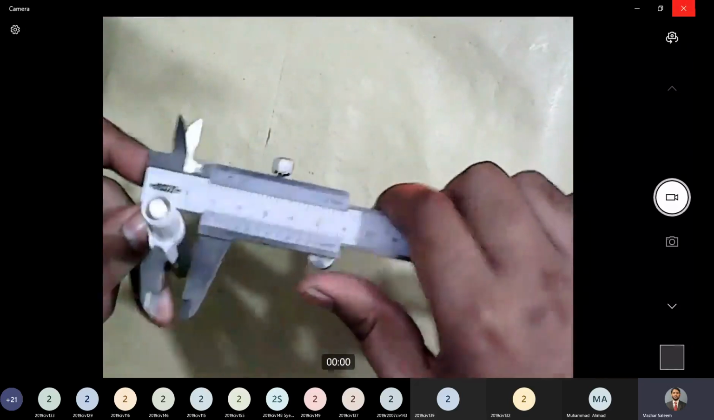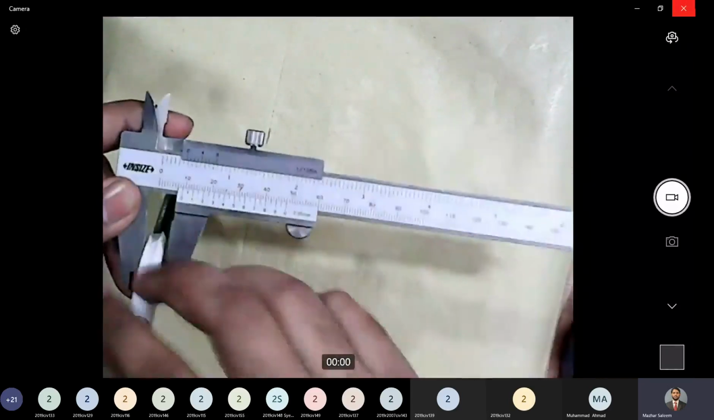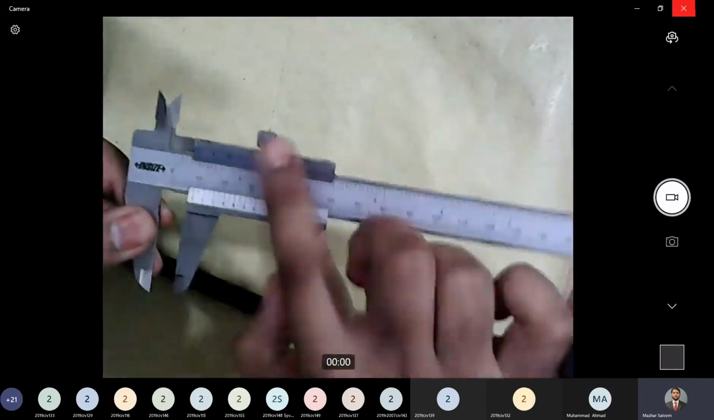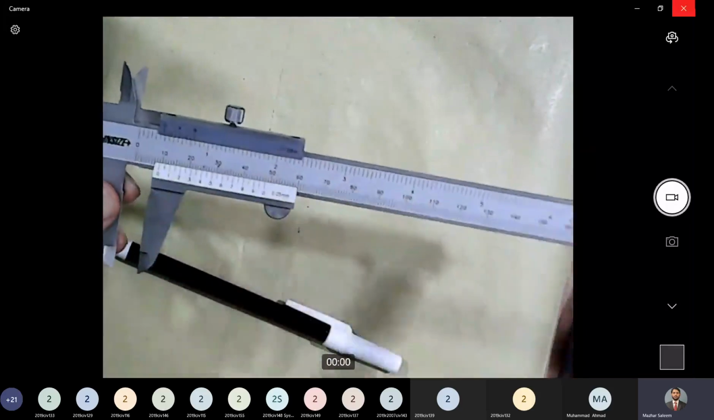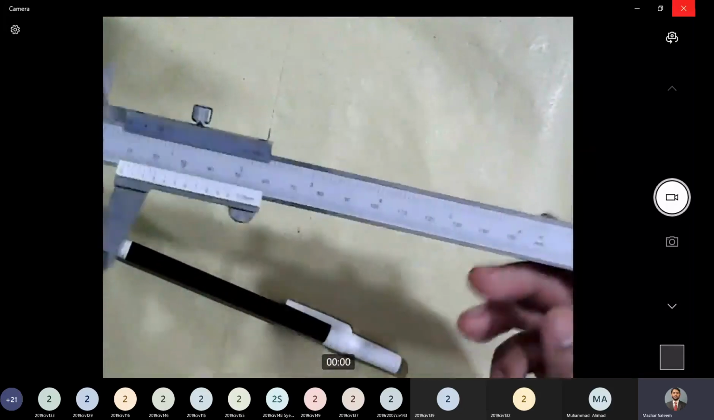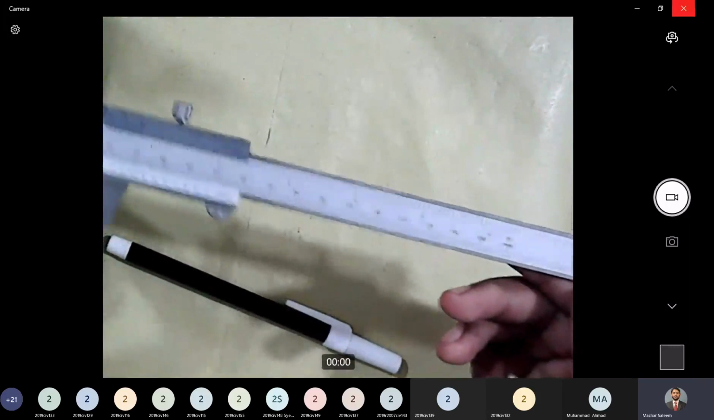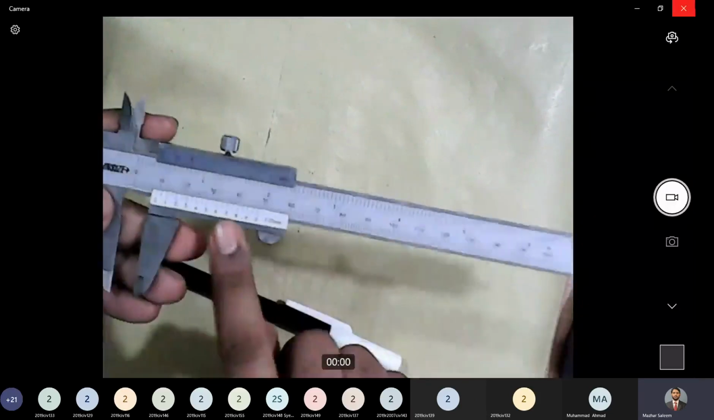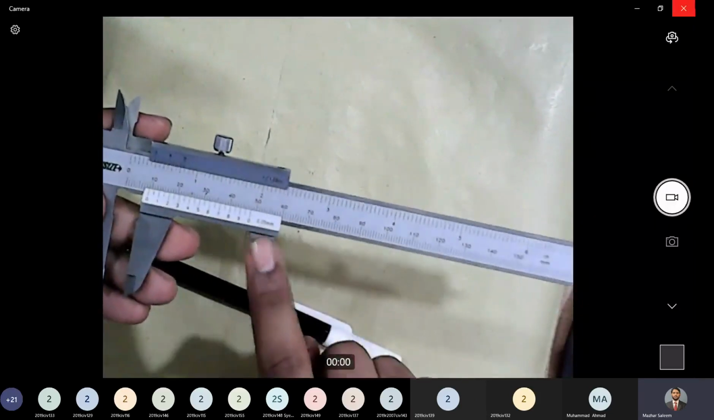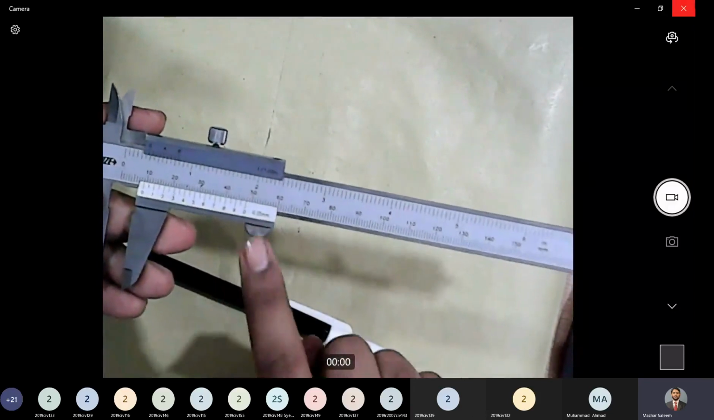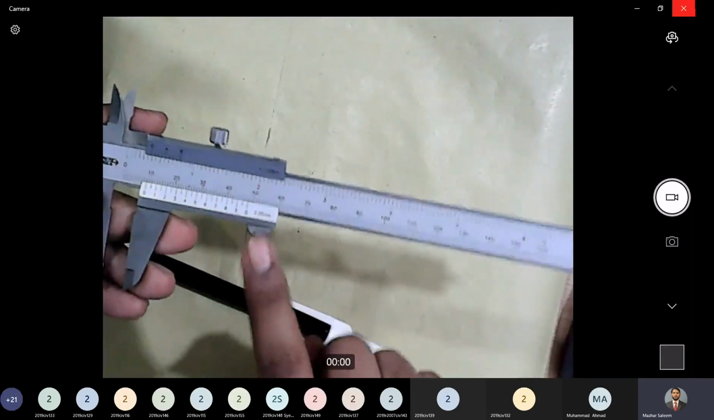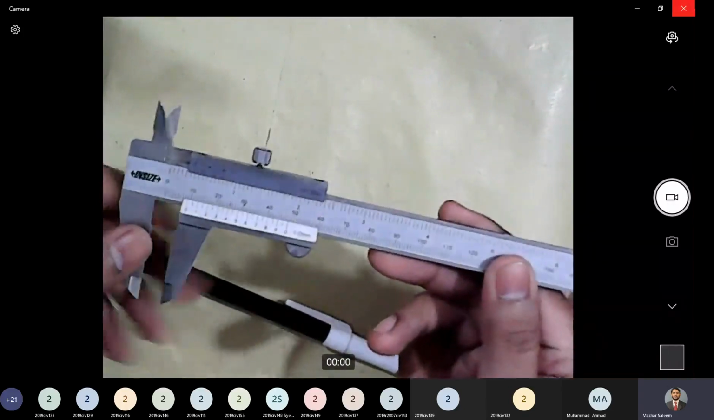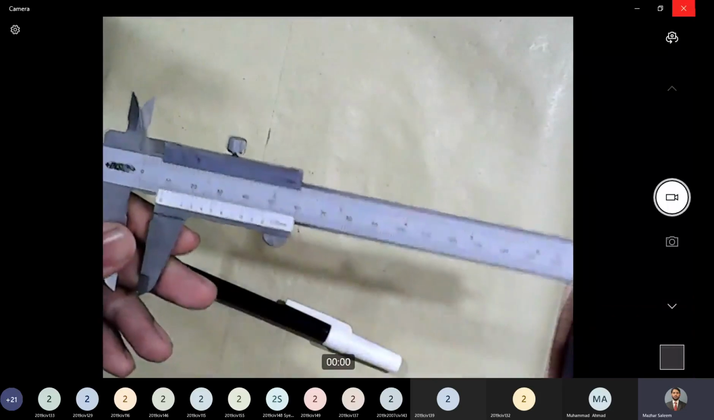This vernier calipers has two scales. Now as I have clamped the reading, it doesn't matter even if I let this object go, because the reading is clamped. So this long one is known as the main scale, and its range is up to 200 millimeters. And the small scale is known as the vernier scale. This vernier scale divides 1 millimeter into 20 equal parts. So the least count of this vernier calipers is 0.05 millimeters. And this vernier calipers can take measurements in millimeters as well as in inches.